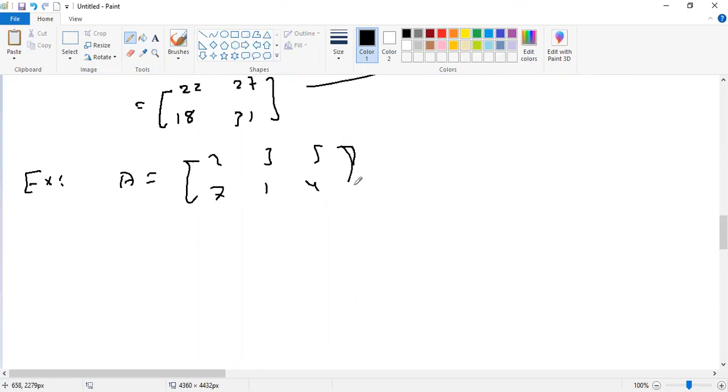This matrix, students, has two rows, a clear two rows I have here. This is the first row, and this is the second row. But how many columns? This matrix is 2 by 3, three columns.